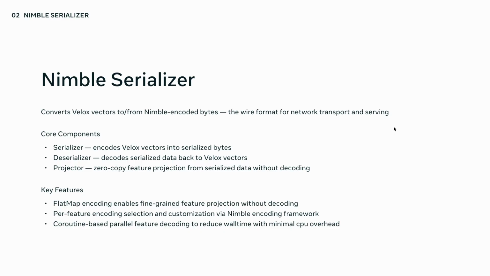We also implemented three key features to enable this. First, we added flat map encoding into the Nimble Serializer. With flat map encoding, each feature is an independent stream. So to do feature projection, we basically just select the byte streams without decoding. Second, we integrated the Nimble Serializer with the Nimble encoding framework, which allows per-feature encoding selection and customization. And third, we added coroutine-based parallel decode optimizations, which can significantly reduce the wait time on the client side with minimal CPU overhead.